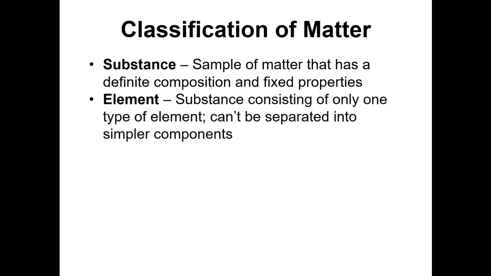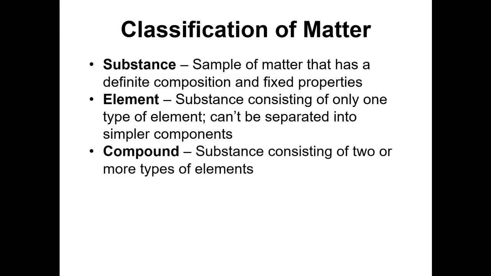Within substances, I can define an element as a substance that consists of only one type of atom. I couldn't say element consists of one type of element, that's kind of redundant. A substance containing only one type of atom, and so it can't be separated into simpler components. Helium would be our example that we looked at before. Helium is made up strictly of helium atoms, and so it is an element and it can't be separated into anything simpler. A compound is a substance that consists of two or more types of atoms, and so water and acetone would be examples of that.